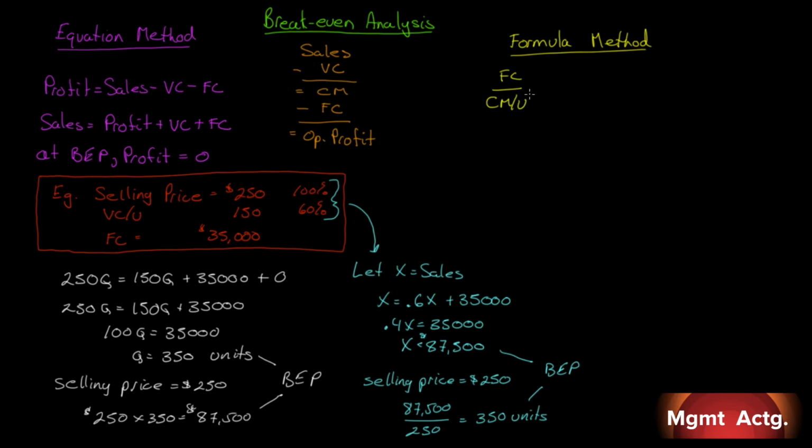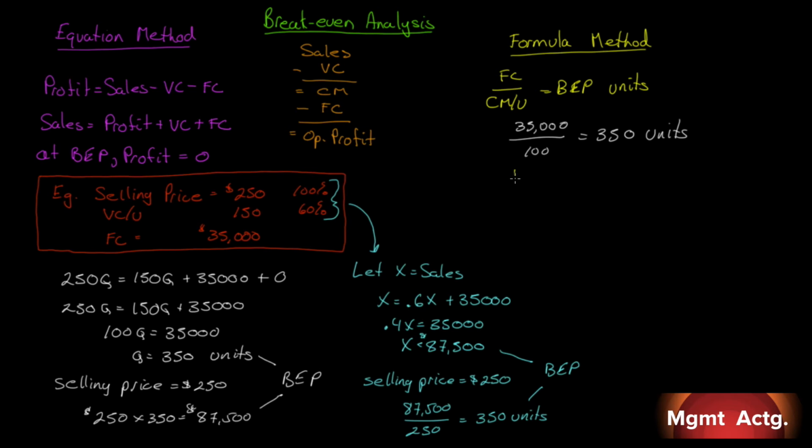So, fixed costs divided by contribution margin per unit will give us our break-even in units. All we do is we take our fixed costs and we divide it by the contribution margin for every unit we sell. So $35,000, our contribution margin is $100 per unit. We get 350 units. This is the same as 100Q equals 35,000.